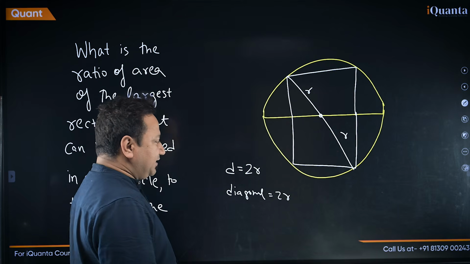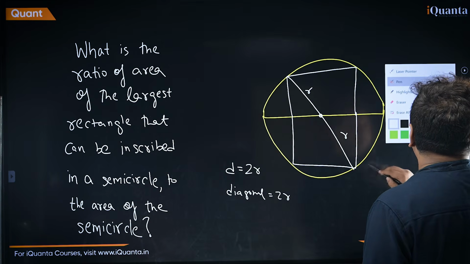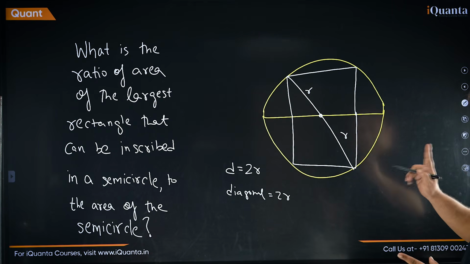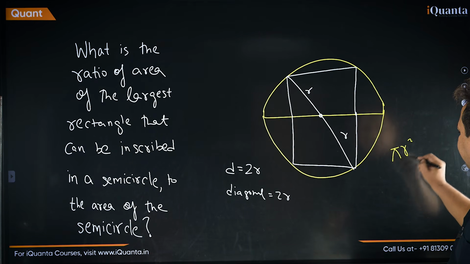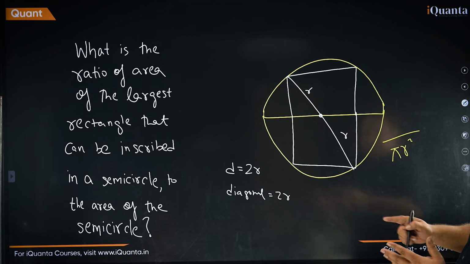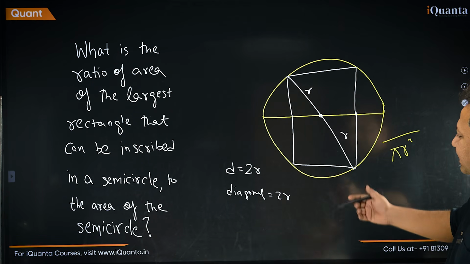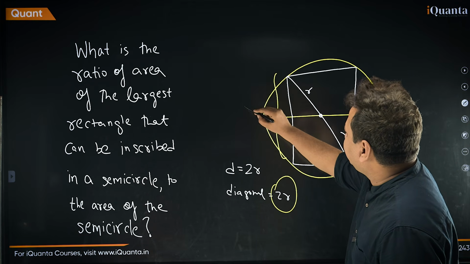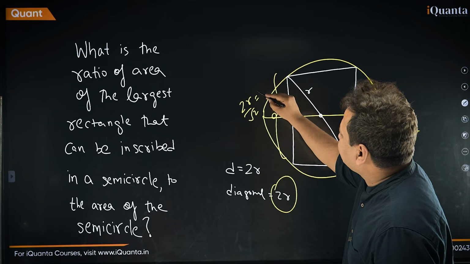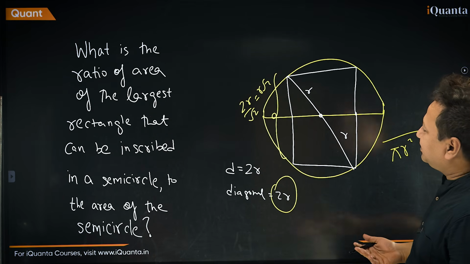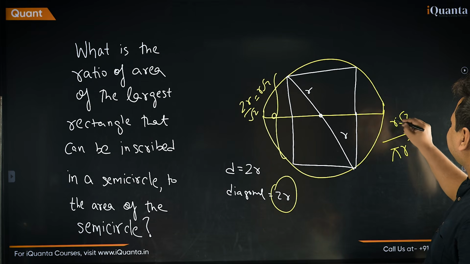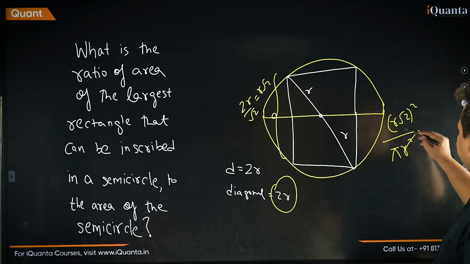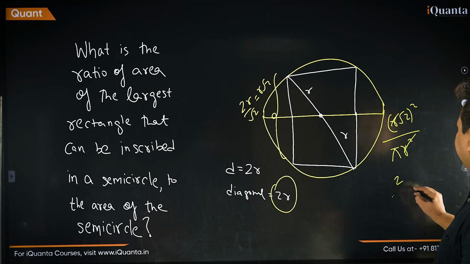Now I can find the areas. If the diagonal is 2r, the area of the entire circle is pi r square, in the denominator, and over it I'll have the area of the square. If 2r is the diagonal, then this side must be 2r by root 2, or I can say r root 2 directly. So the area of the square is the square of its side, and this is the area of the circle. If I solve it, what do I get? R square gets cancelled out, and this becomes 2 by pi.